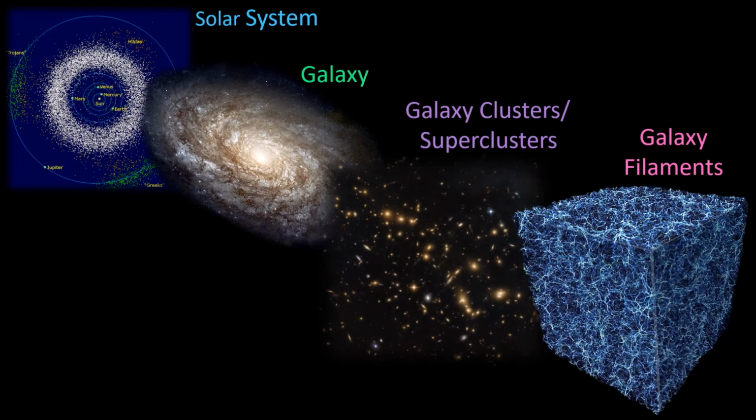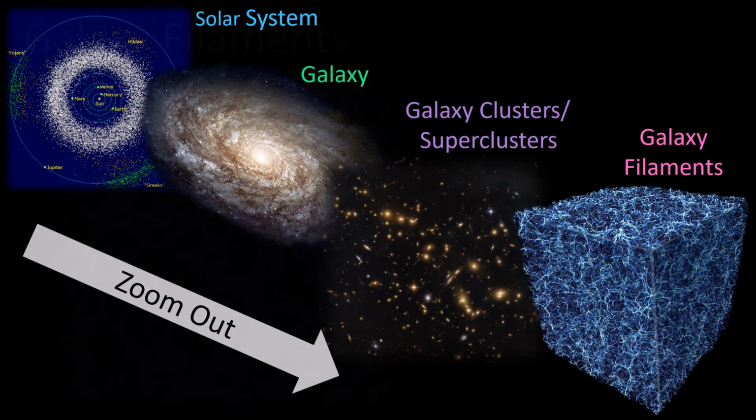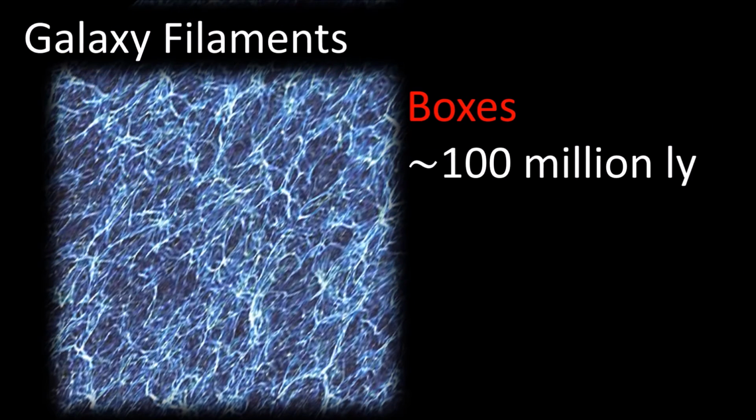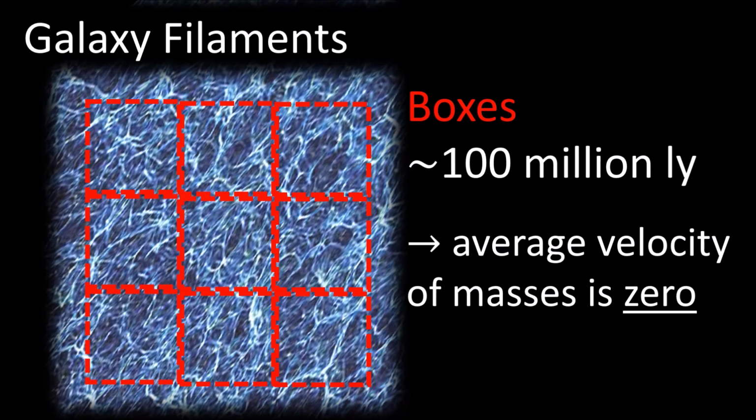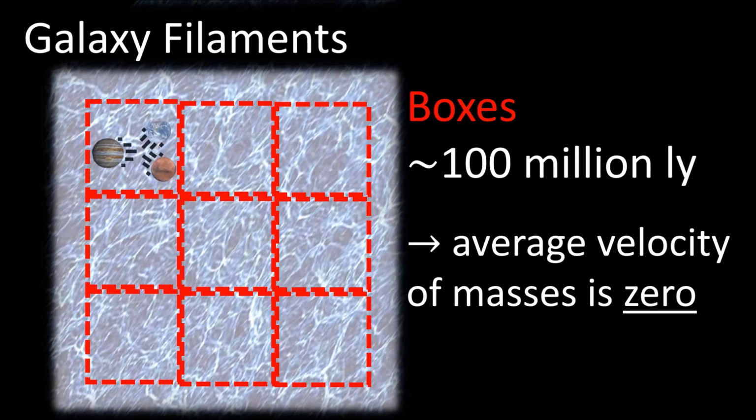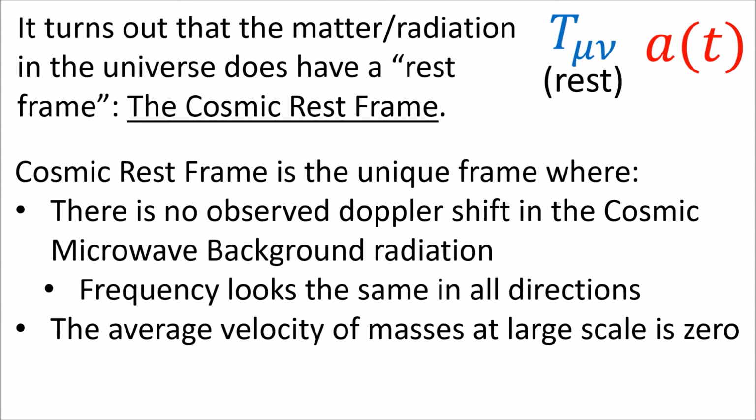This is also the frame where, if we zoom out on large scales and divide the universe up into boxes hundreds of millions of light years wide, then the average velocity of all the masses inside these boxes will be 0. Basically, inside these boxes, there will be planets and stars traveling in all sorts of directions, but if we average over all the masses in the box, the velocities will all cancel out with each other and will average to 0.